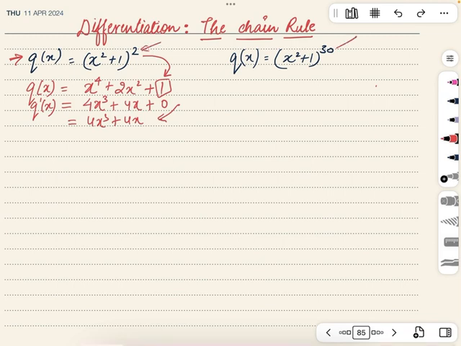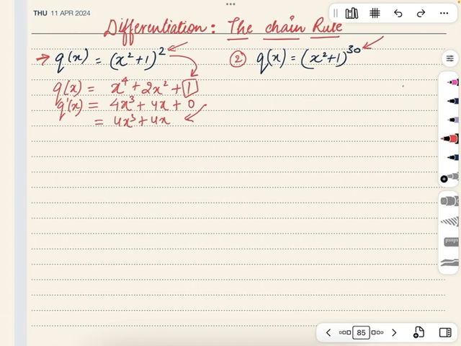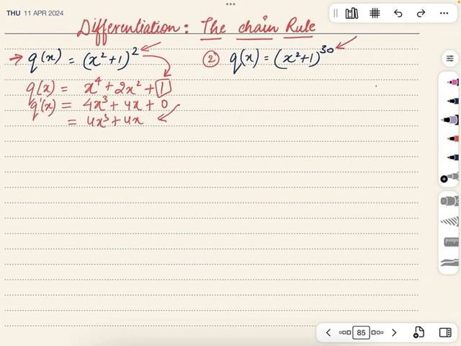But if I come to question number 2, and here the power is 30, correct? If the power is 30, I probably will have to use the binomial theorem in order to work on it. And if I use Pascal's triangle to find out the coefficients, that would be way too long. So for this reason, we got a rule called the chain rule, where we find out the differentiation of these larger powers.